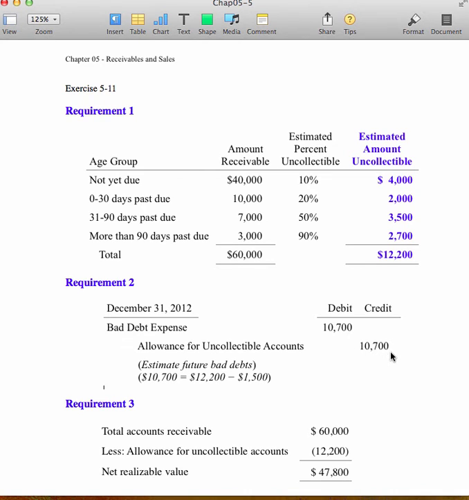After this entry, the allowance for uncollectible accounts, with the $1,500 that's already in there, will have a balance of 12,200. And finally, to compute the net realizable value, we use the accounts receivable at 60,000, subtracting the allowance for uncollectible accounts of 12,200, then the net realizable value is 47,800. This concludes the demonstration for this problem.